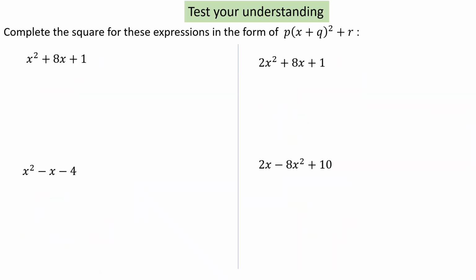Now pause this video, try it yourself and test your understanding. x squared plus 8x plus 1. So do the completing the square. x plus half of the x term, which is 4, square it, and take away 4 squared, which is 16, plus 1. So x plus 4 squared minus 15.